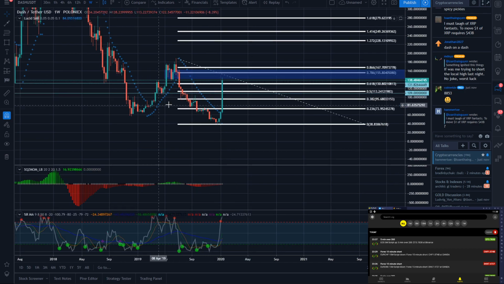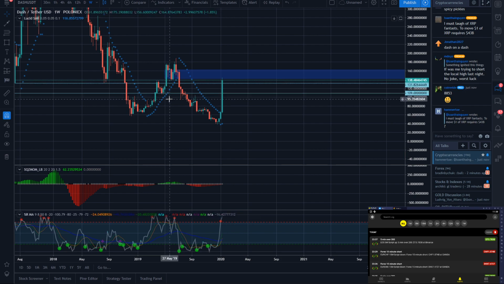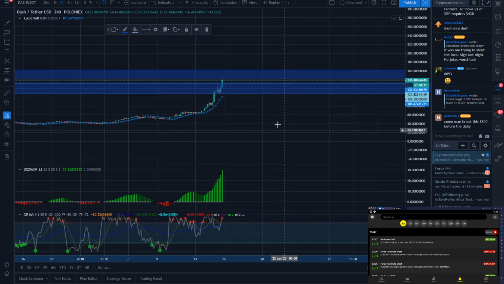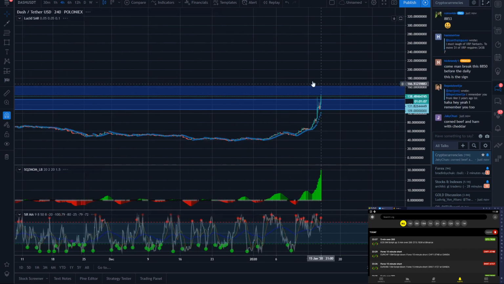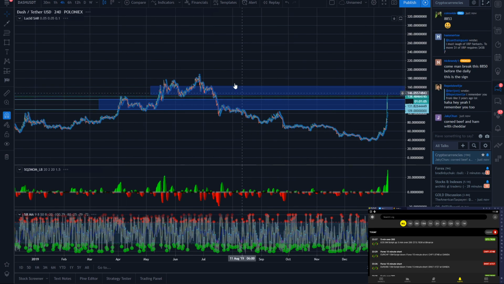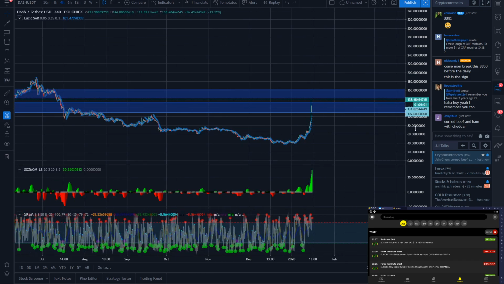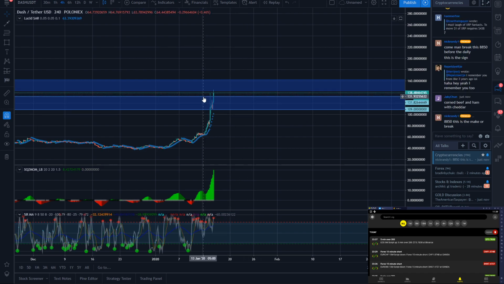And if you want to buy this, here is your buy zone. So let's see if this was tested. Yeah, it was tested, and now it's going higher. And yeah, so by fractal trading, this is a buy.